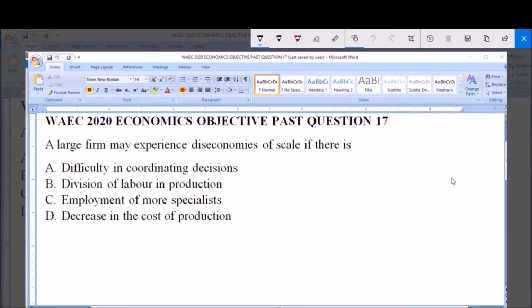A large firm may experience diseconomies of scale if there is A. Difficulty in coordinating decisions, B. Division of labor in production, C. Employment of more specialists, D. Decrease in cost of production.